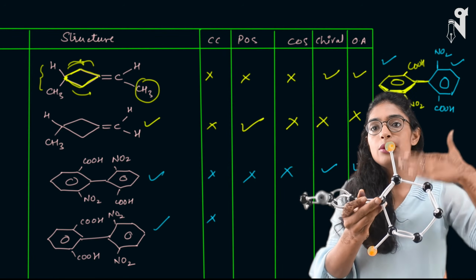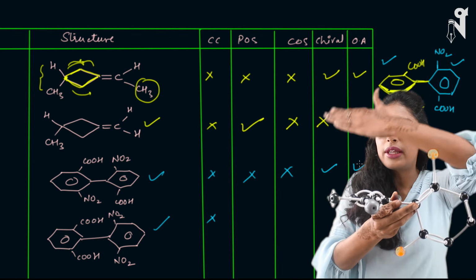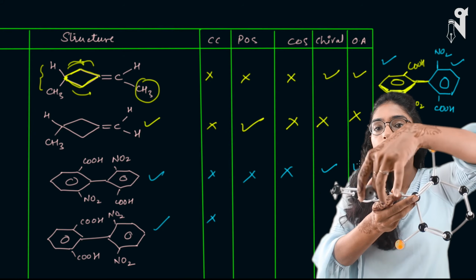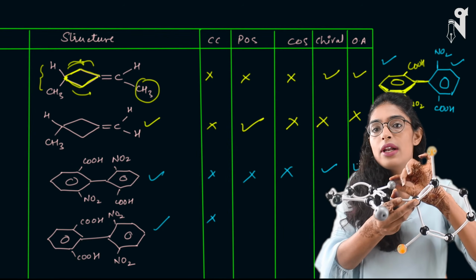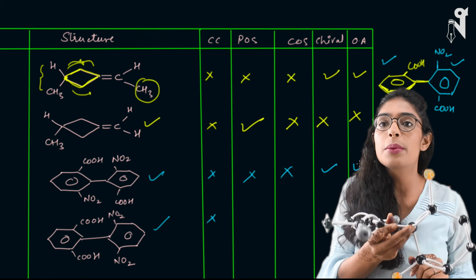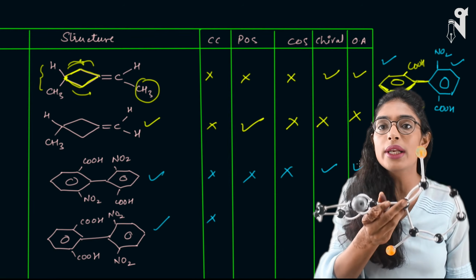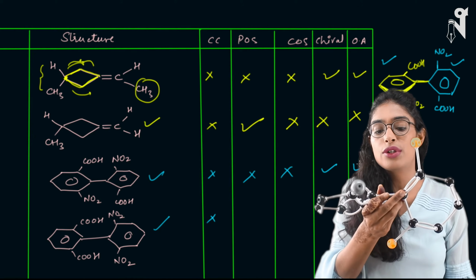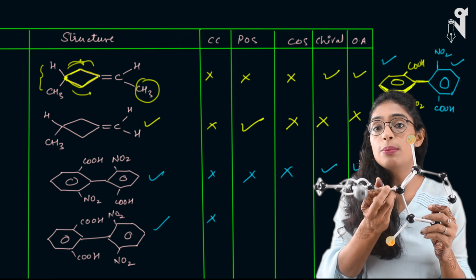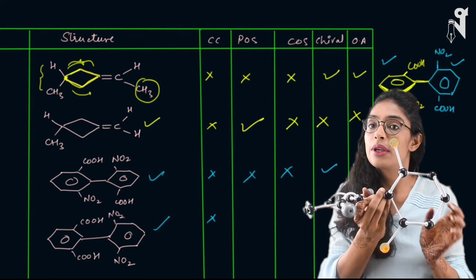This ring will get divided into two equal halves, which are mirror images of each other, and this ring will also get divided into two equal halves. One half will have this NO2, one half will have this NO2, and hence they will form mirror images of each other. So no matter whether you cut it vertically or horizontally, you will get two equal halves which are mirror images of each other. So does this molecule possess POS? Yes, this molecule possesses POS.